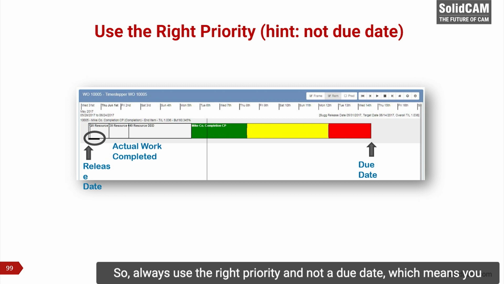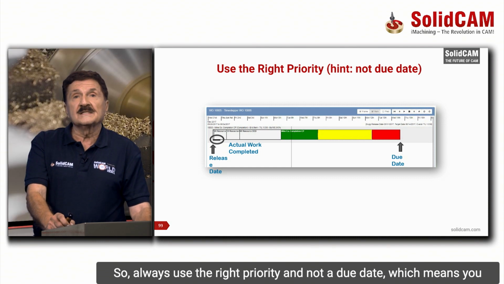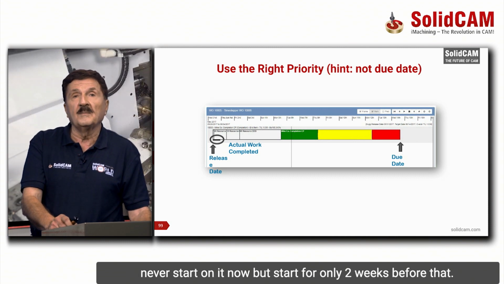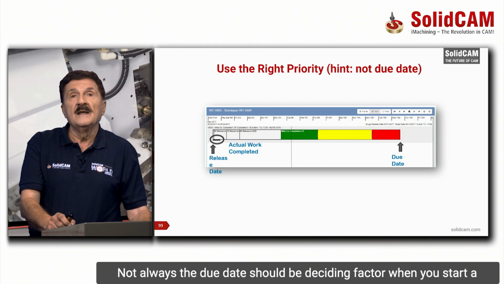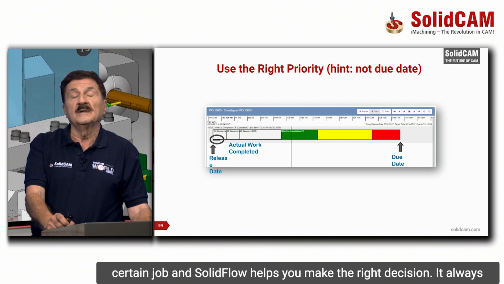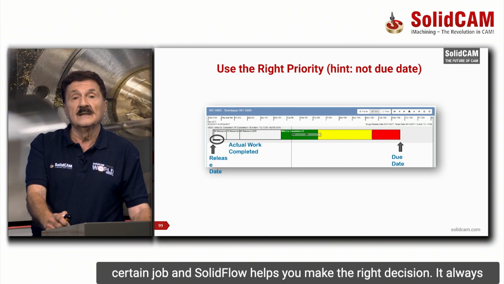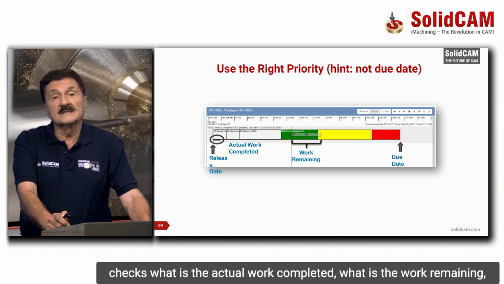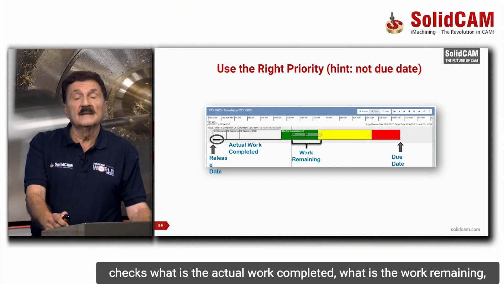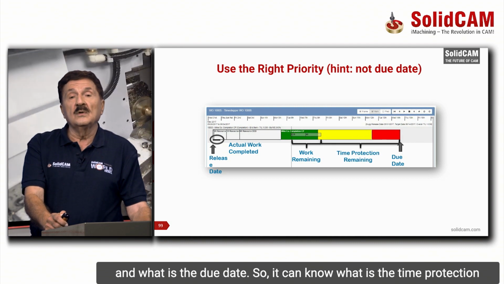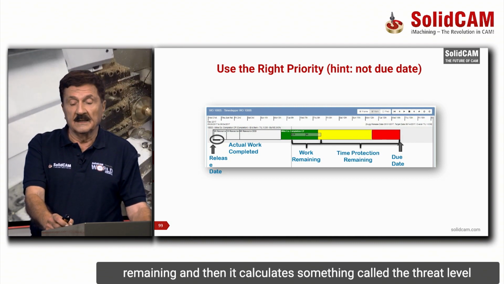So always use the right priority and not a due date, which means you cannot say if some job is going to be needed in 2 months, you should never start on it now, but start on it only 2 weeks before that. Not always the due date should be the deciding factor when you start a certain job. And SolidFlow helps you make the right decision. It always checks what is the actual work completed, what is the work remaining, and what is the due date. So it can know what is the time protection remaining.